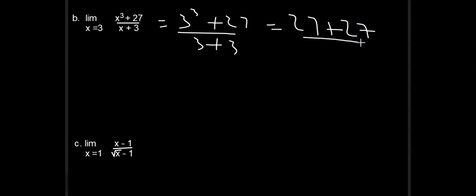And then 3 plus 3 is 6. So this one will be what? It will be 27 plus 27. And then you're going to get 54 over 6. So when you divide 54 by 6, your last answer will be 9.